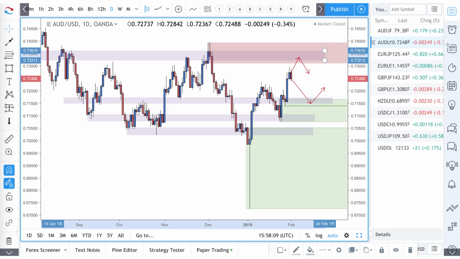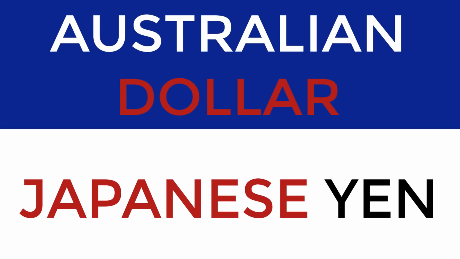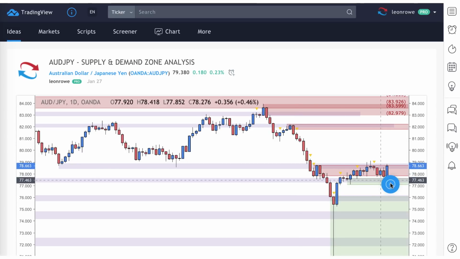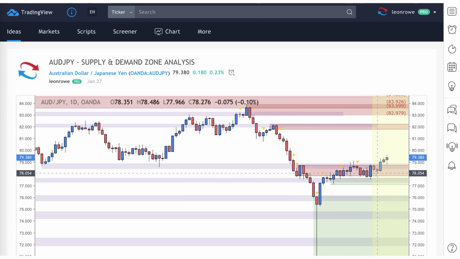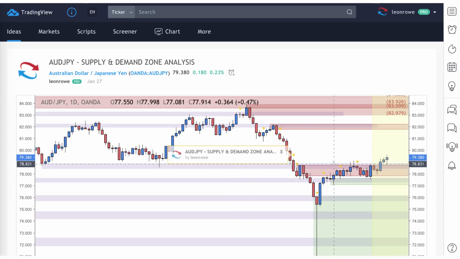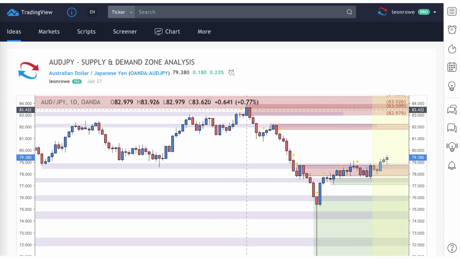And finally, we have the Australian dollar, Japanese yen. Again, we've gone sideways for a little bit. From this week, it looks like there's been some risk on sentiment, again some positive sentiment. I think the stock market has been rallying a little bit as well. So that all adds to the Australian dollar sentiment and risk on sentiment.